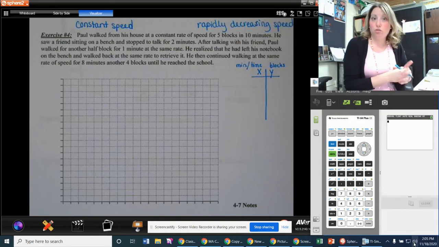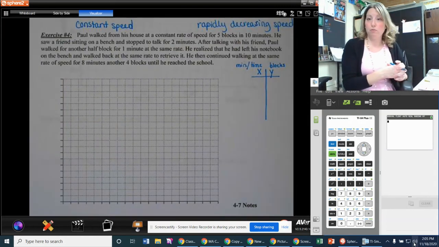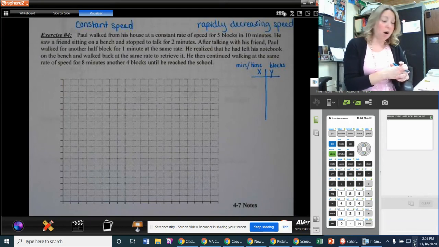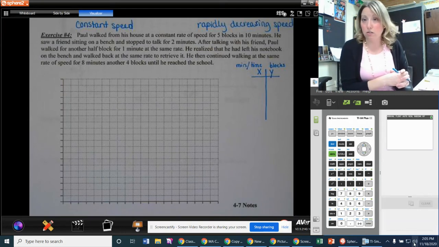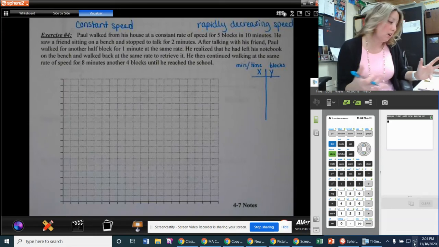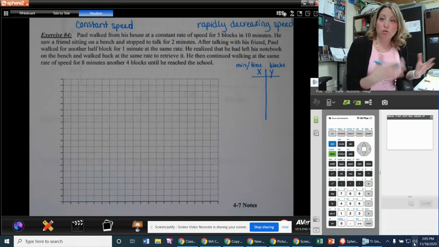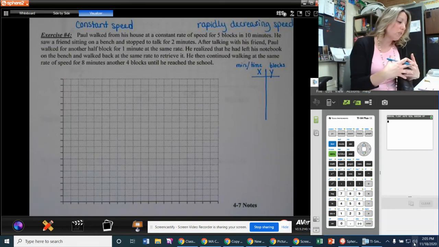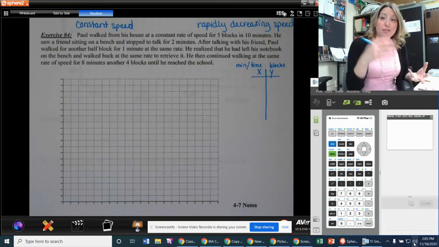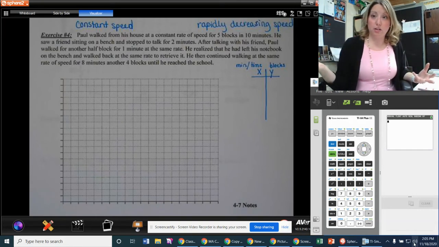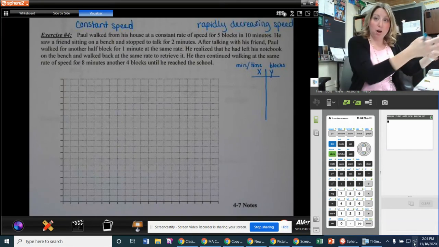Okay. So Paul is heading from home to school. That's what we've learned in the scenario. He walks in blocks and minutes. That's his time measurement and distance measurement. So that's what we're going to compare. Let's do some totals, and then that way we can figure out the scale that's going to need to fit on our X and Y axis.